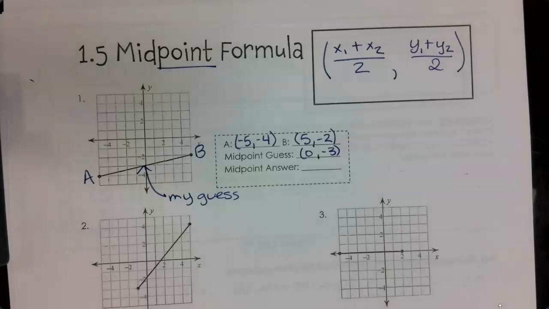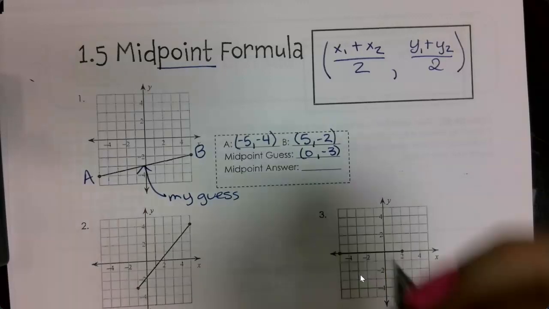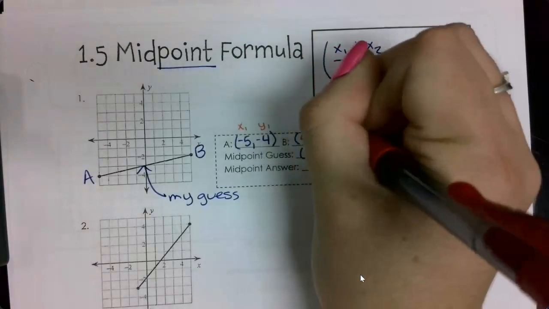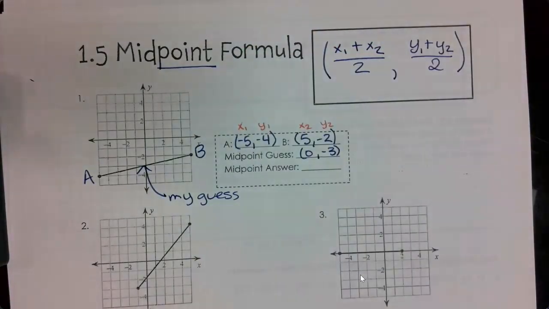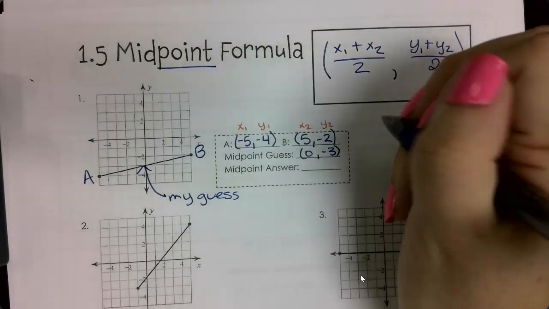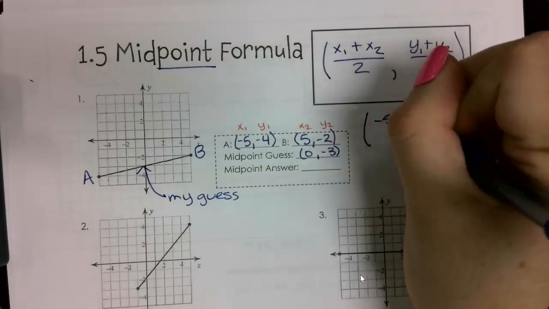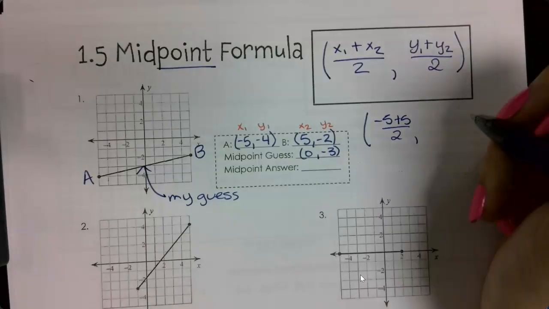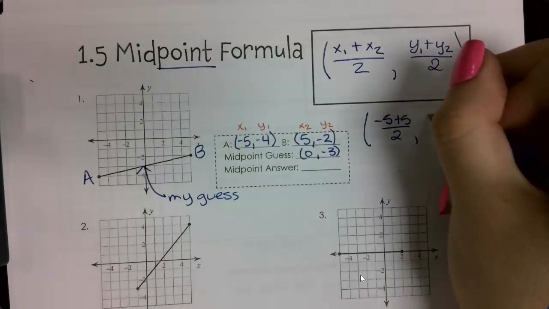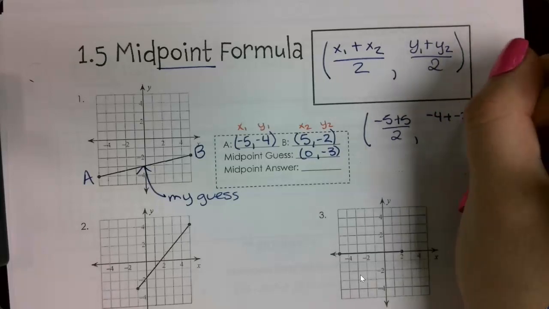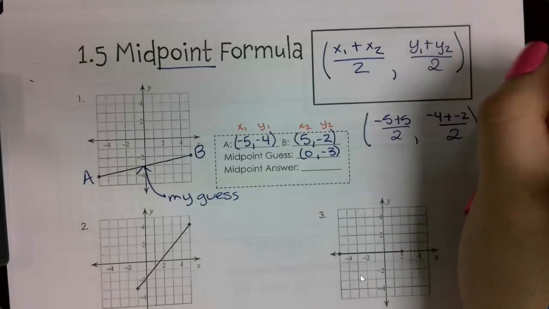So to actually figure it out, I need to plug into my formula. I'm going to label this first point x1, y1, the second one x2, y2. And I'm plugging into the formula. I'm going to have -5 plus 5 divided by 2. And then for my second point, I'm going to have -4 plus -2 divided by 2.